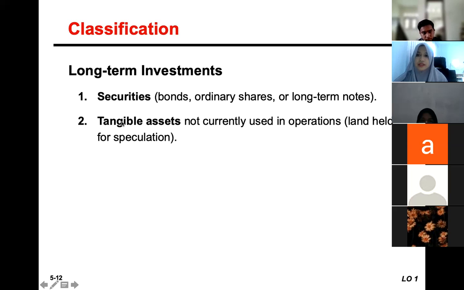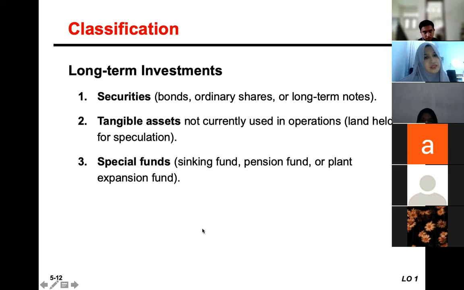Bonds is equal to obligation. The other term for bonds is debentures. Have you heard of that? So the company may buy the bonds issued by other companies or by the government. Or they can also invest in the shares of other companies. Or long-term notes.